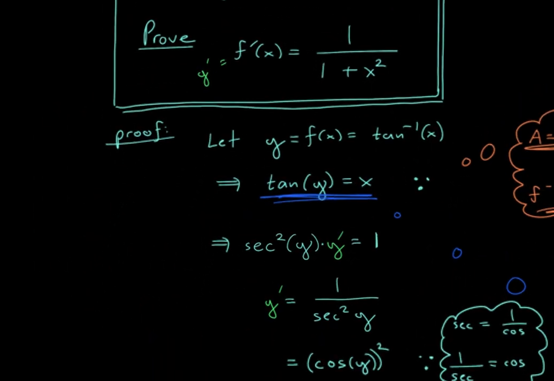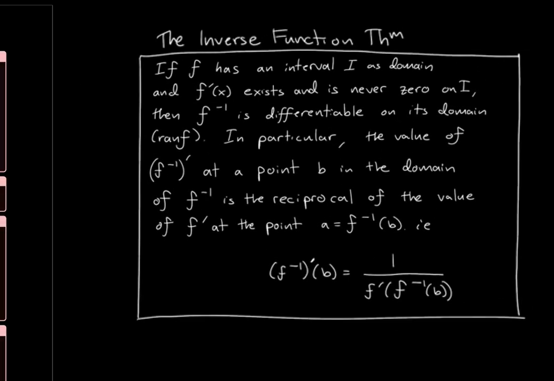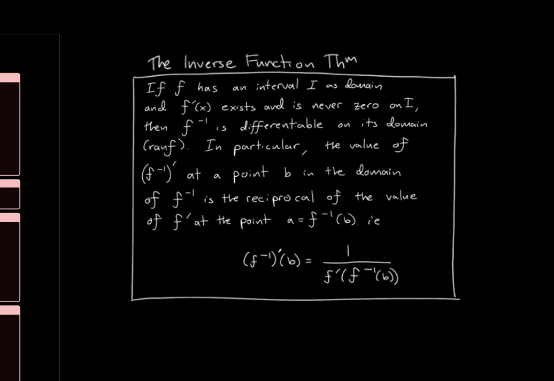In fact, this process that we did can be generalized in a big theorem, last thing I'll say here, called the inverse function theorem. If f has an interval I as domain and f prime exists and is never 0 on I, then f inverse is differentiable on its domain, which is the range of f. In particular, the value of f inverse prime at a point B in the domain of f inverse is the reciprocal of the value of f prime at the point A equals f inverse of B. In other words, this holds. This is called the inverse function theorem, the simplest version of the inverse function theorem. This gets quite complicated when you get to multivariable calculus.